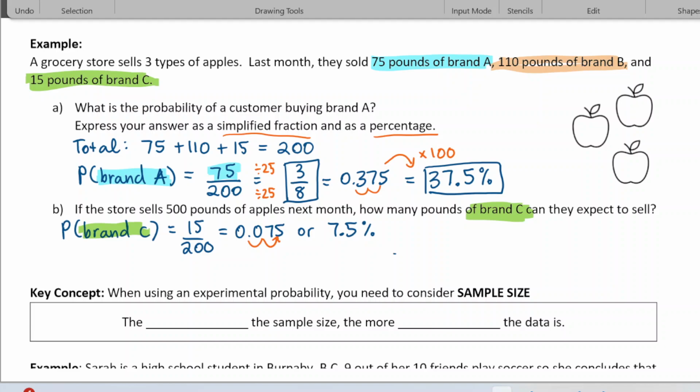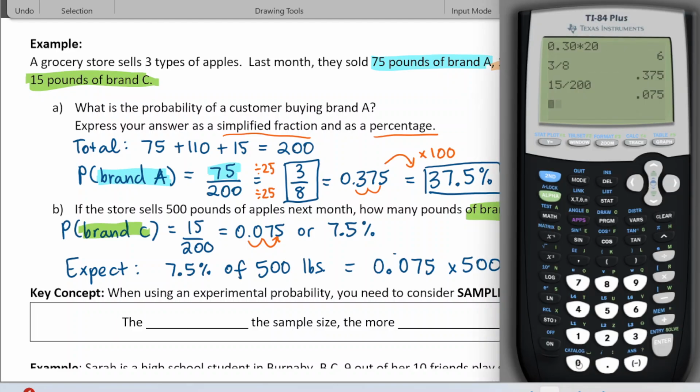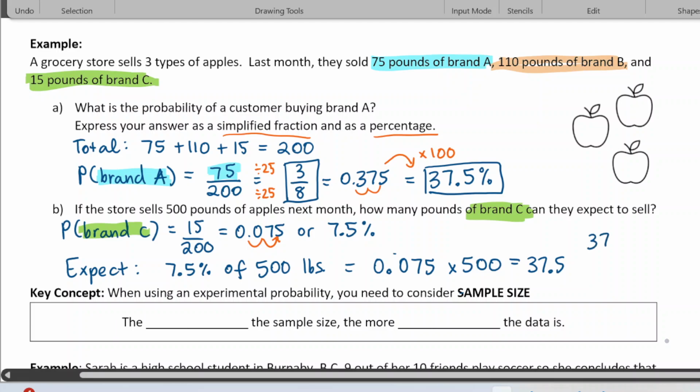So what we'd expect is 7.5% of the 500 pounds. LBS is pounds for short. 7.5% of the 500 pounds to be brand C. So we take our percentage, we change it to a decimal, and we multiply by 500. So we take that number, 0.075 times 500, 37.5. So we'd expect 37.5 pounds to be brand C.